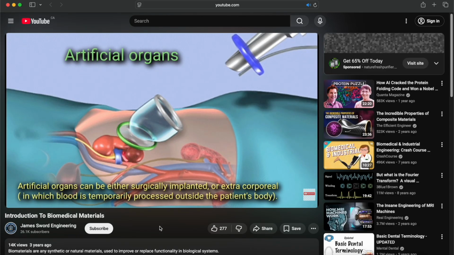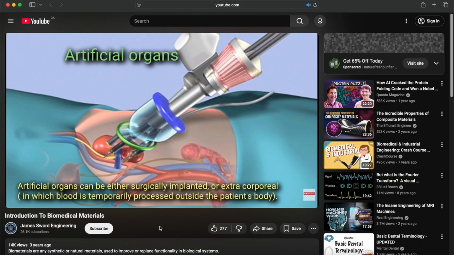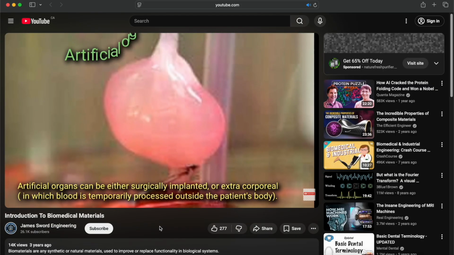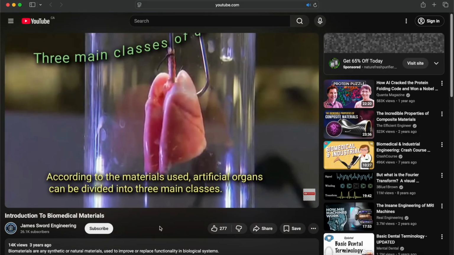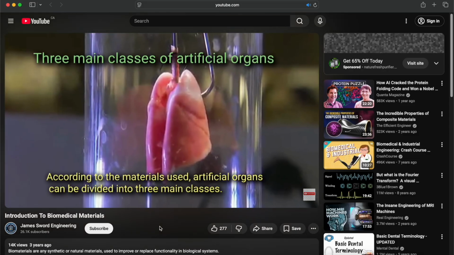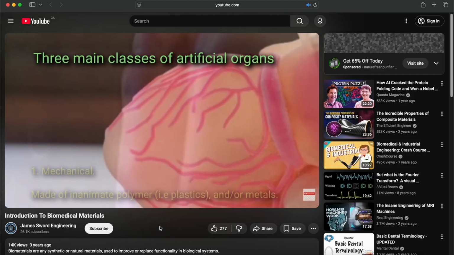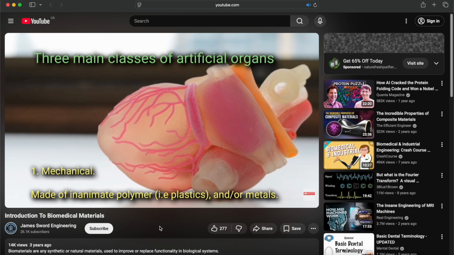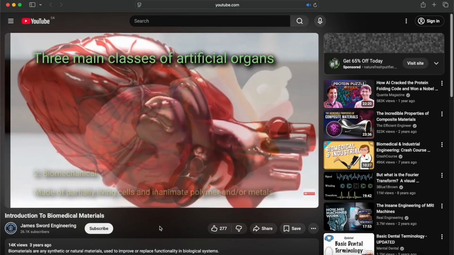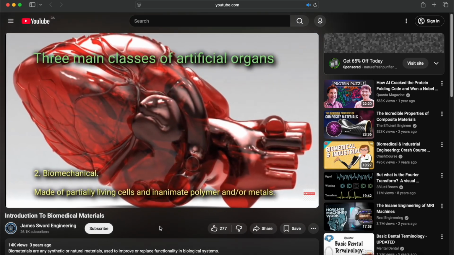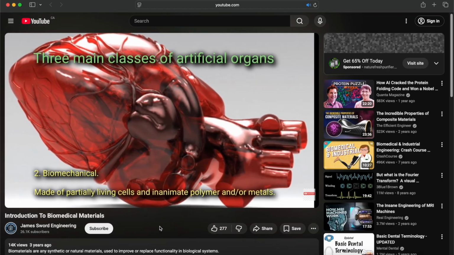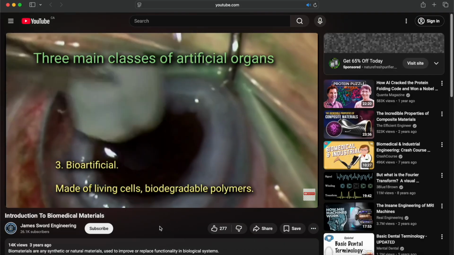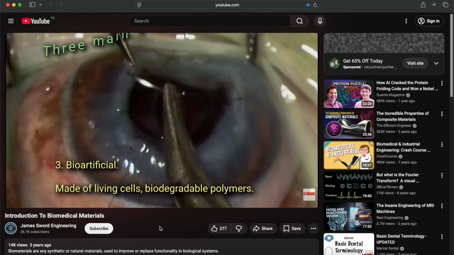Artificial organs can be either surgically implanted or extracorporeal, in which blood is temporarily processed outside the patient's body. According to the material used, artificial organs can be divided into three main classes. 1. Mechanical, made of inanimate polymers, i.e. plastics, and/or metals. 2. Biomechanical, made of partially living cells and inanimate polymers and/or metals. 3. Bioartificial, made of living cells and biodegradable polymers.